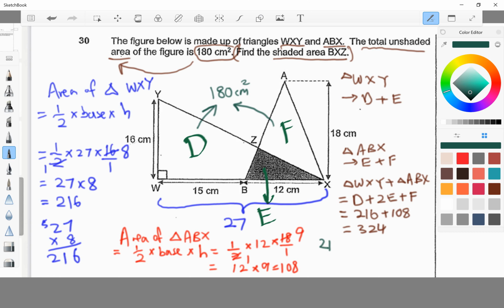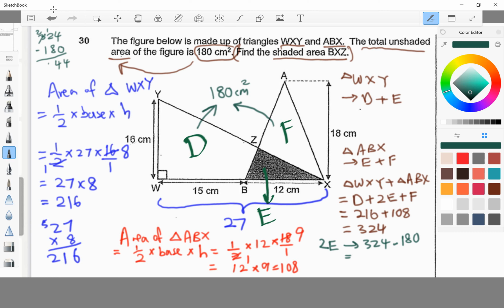So 2E, as we can see, 2 portions of the shaded pieces, has got to be 324 subtract away 180. If I were to do my working somewhere, let me just find somewhere to work it out. So for example, if I use this top corner, 324 subtract away 180. 4 minus 0 is 4, 2, I can't subtract 8, I got to do a bit of renaming. Yes, it's 144.